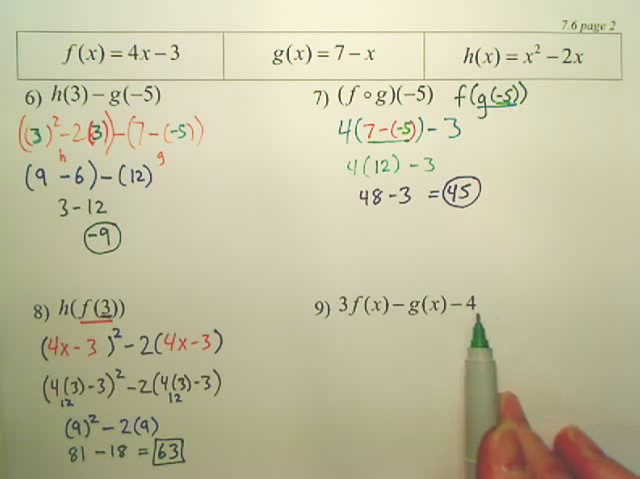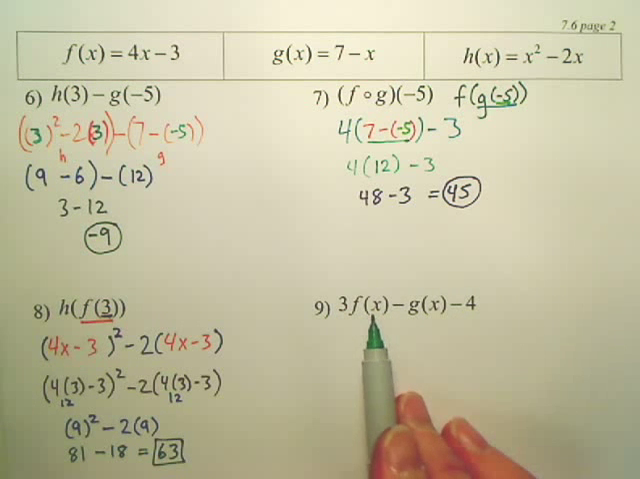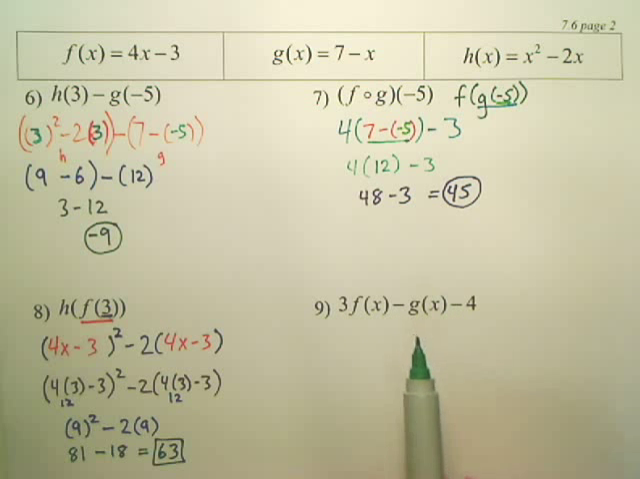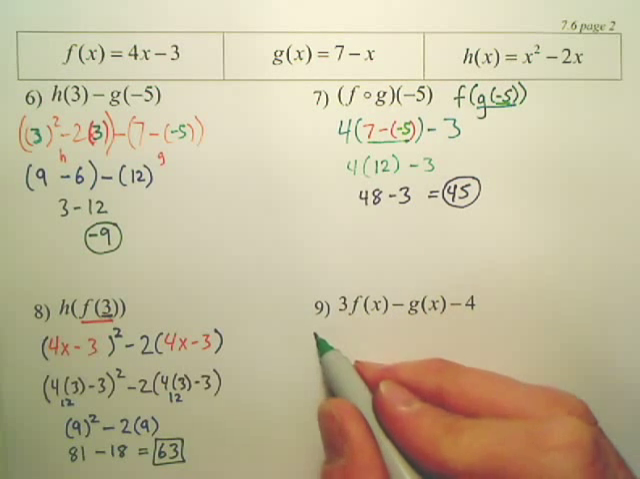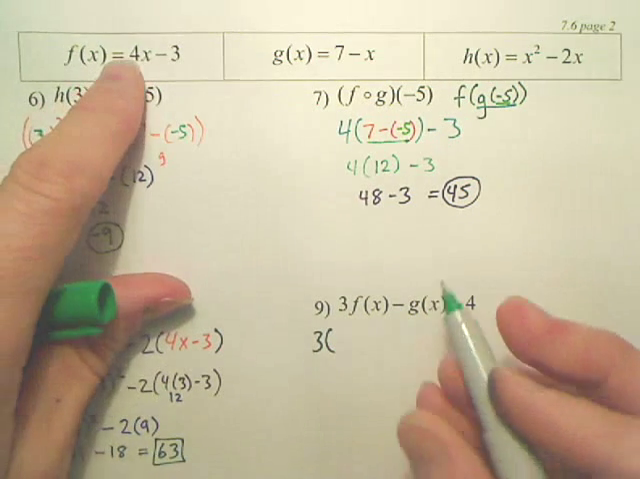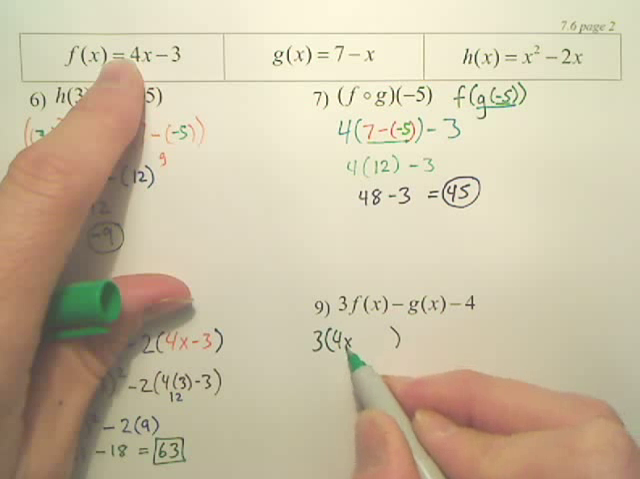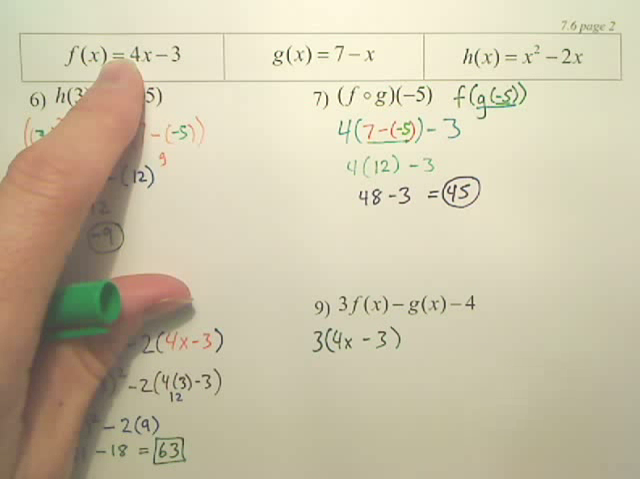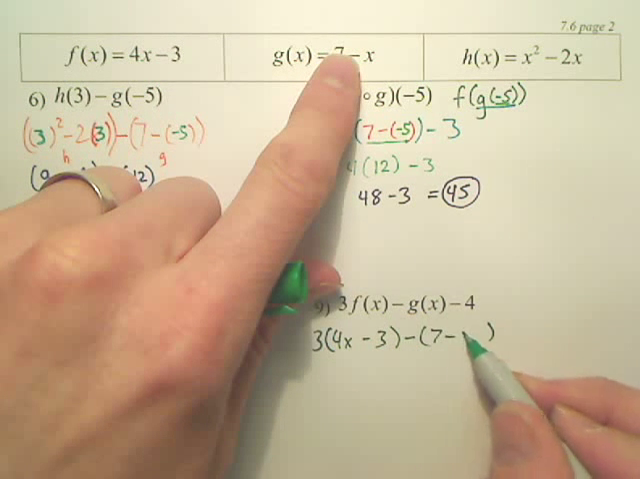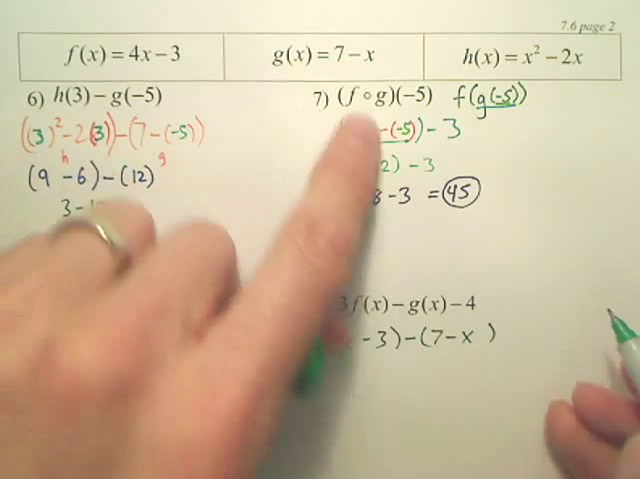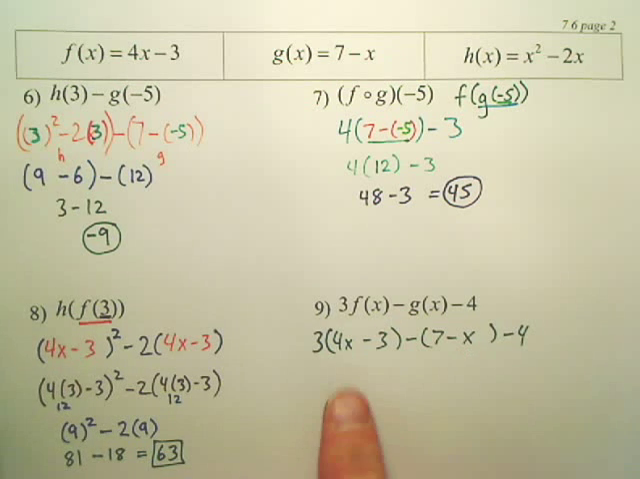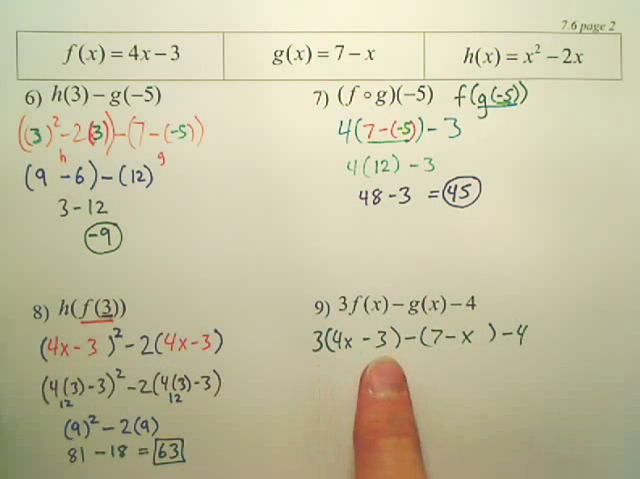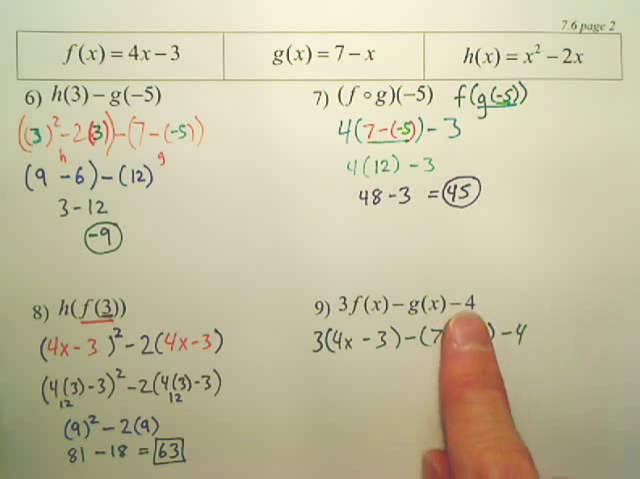With this, are we going to plug in numbers? No, aren't the x's inside? What this is saying, it's saying take f of x, multiply it by 3. What's f of x? Well, it's just 4x minus 3. Minus, what's g of x? Isn't it 7 minus x? And then isn't it just minus 4? You see I took 3 times f of x minus g of x minus 4.